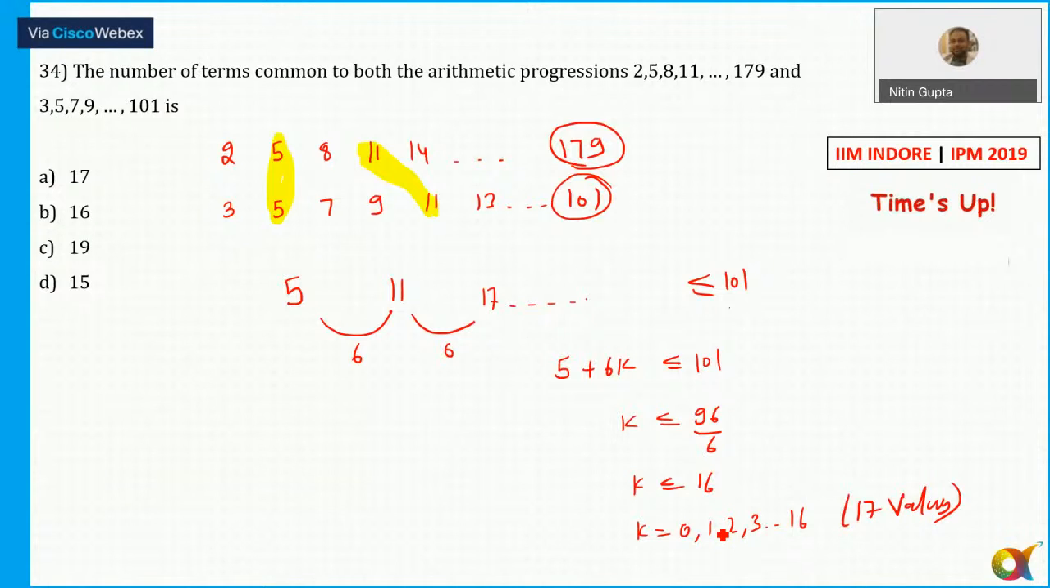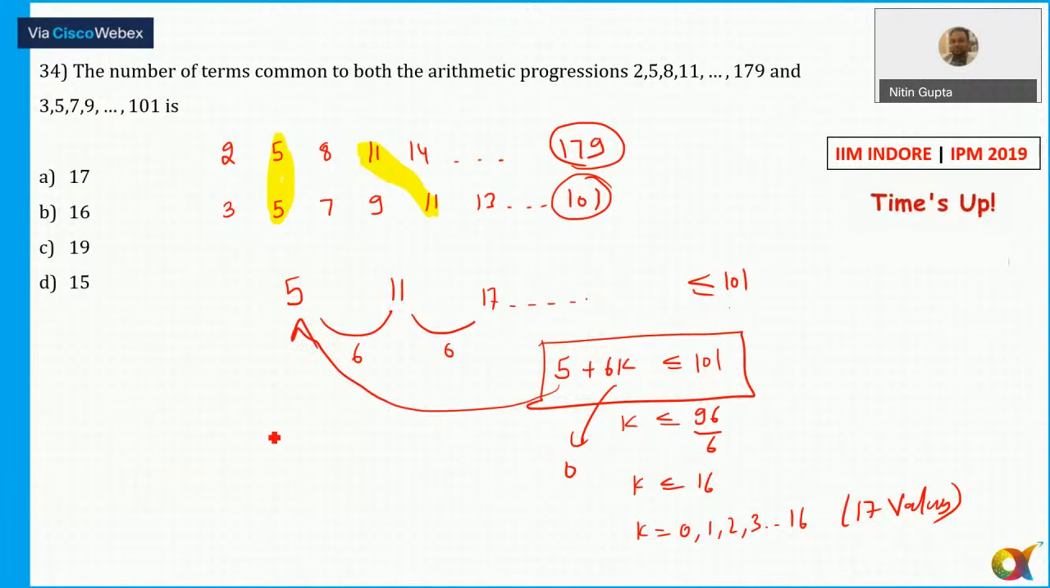Now, 17, because remember, in my equation, if k is equal to 0, I'll get the first term as 5 here. So my counting starts from k equal to 0 till 16. That's why there are 17 values. So the answer is option number A. Is that clear to all of you now? Can we move to the next slide?